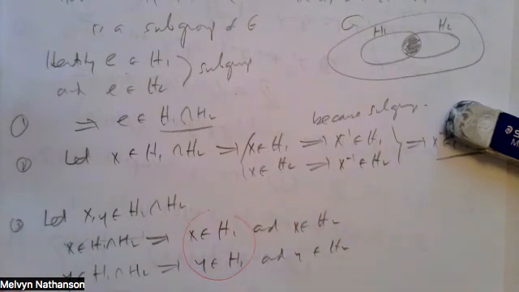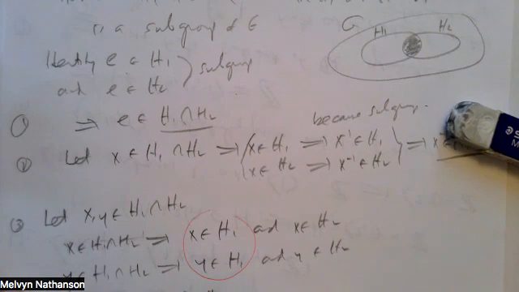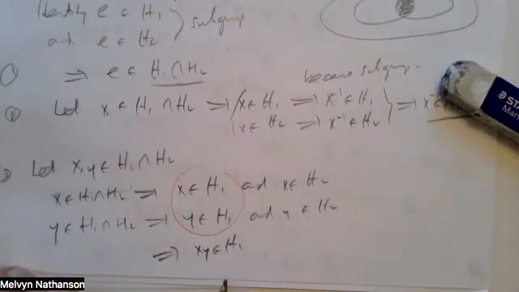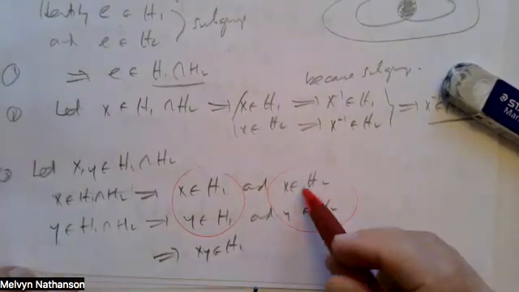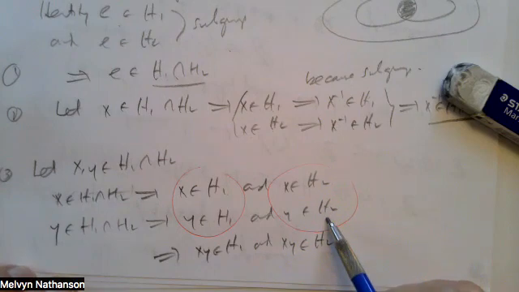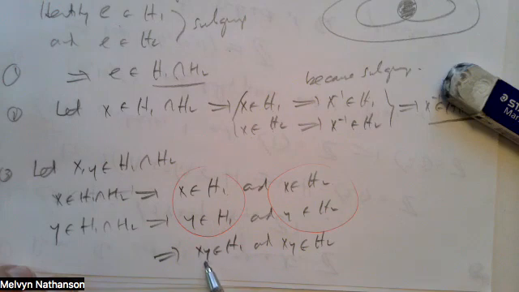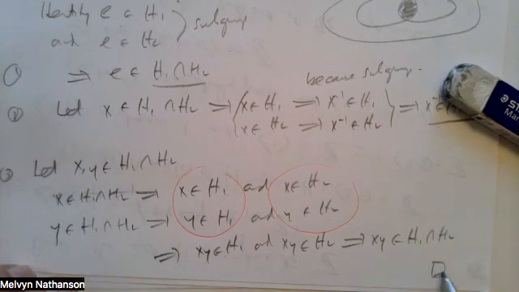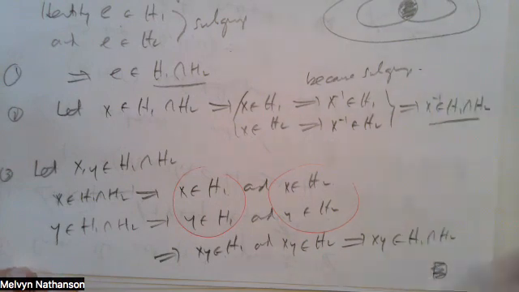But if x and y both belong to H1, then xy is in H1 because H1 is a subgroup, it's closed under multiplication. And if x is in H2 and y is in H2, xy is in H2. Again, H2 is a subgroup, it's closed under multiplication. So the group element xy belongs to both H1 and H2. So xy is in their intersection. And that's the third condition of a subgroup, and we just showed that it's satisfied.